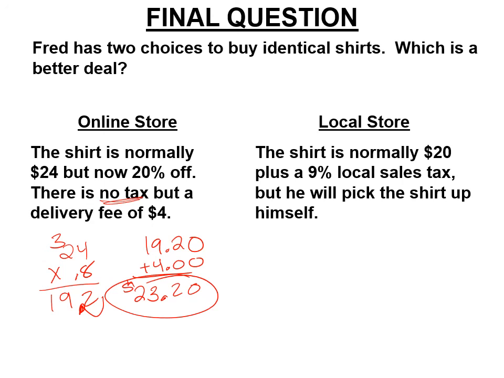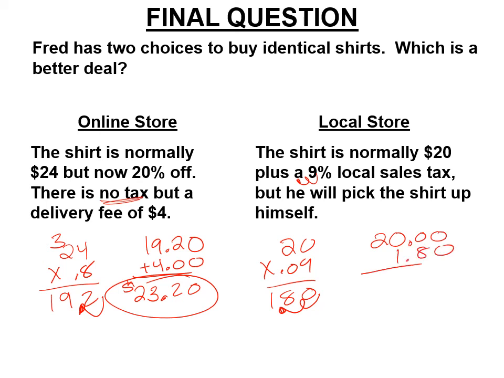So in the local store, we're going to have to pay 9% of that. So 20 times 0.09, right? Move the decimal twice. 9 times 0, 2 times 9 is 18. You have to pay $1.80 in tax. It's $20 plus $1.80 in tax. You're going to have to pay $21.80. It's cheaper if you're willing to pick up the shirt yourself.